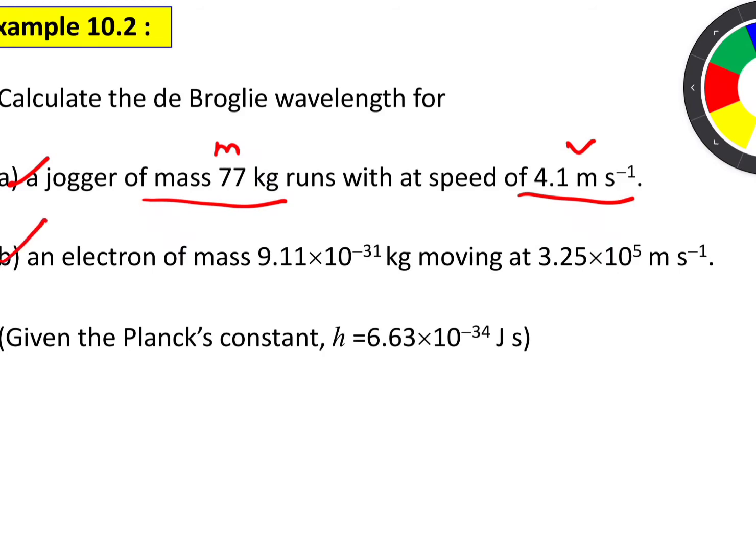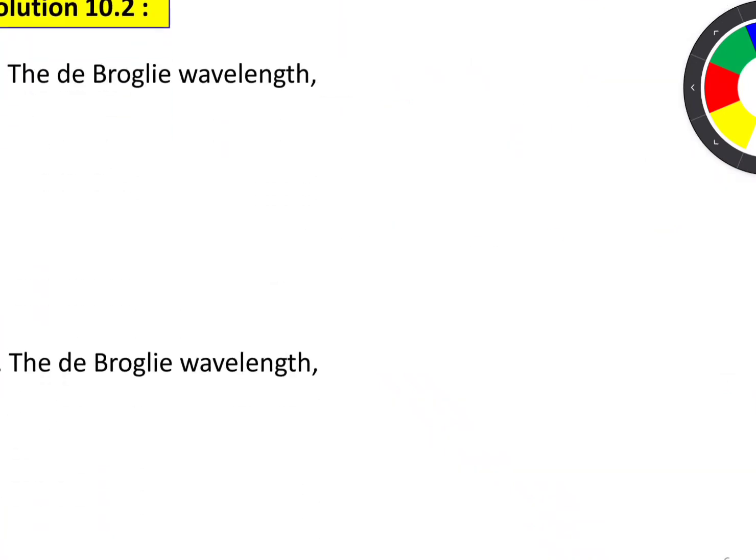Soalan kedua dia minta calculate the de Broglie wavelength untuk siapa? Untuk elektron. Given mass of electron 9.11 power of negative 31. Moving speed is 3.25 power of 5 meter per second. Dia dah bagi v juga. And then dia dah bagi Planck constant 6.63 power of negative 34 joule second. Okay, soalan cari lambda untuk de Broglie. Okay, so kita tengok solution dia.